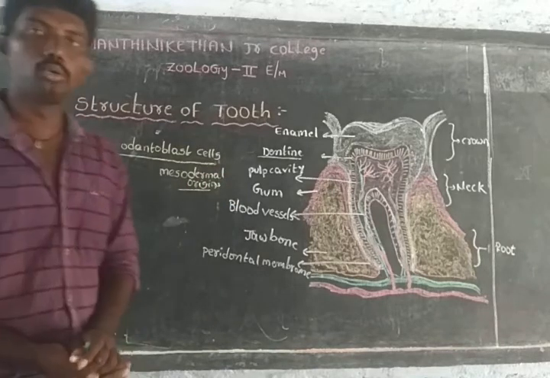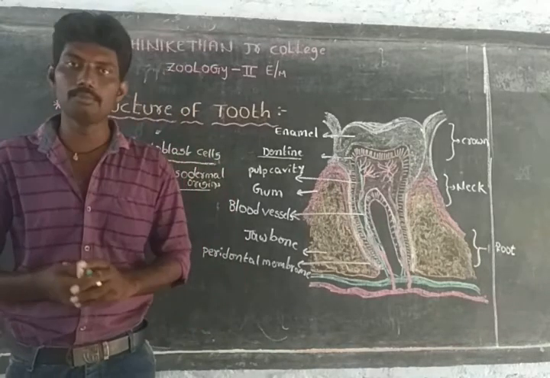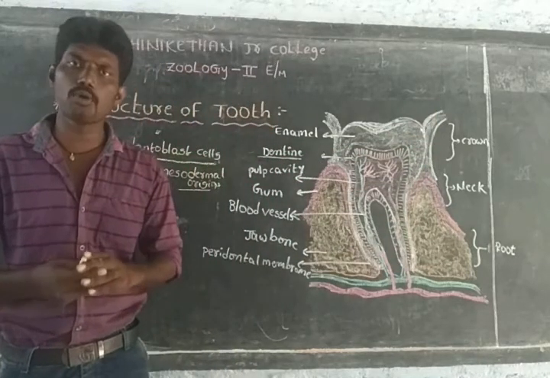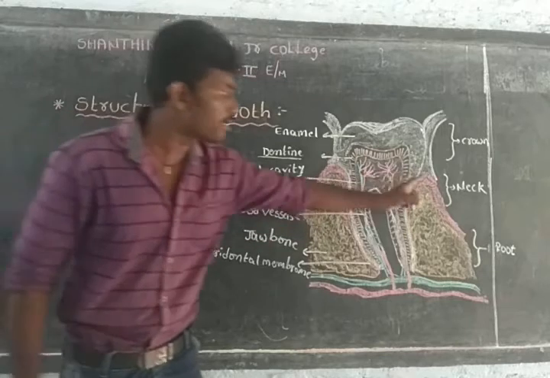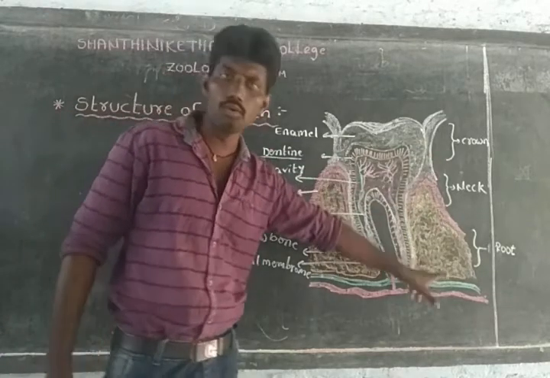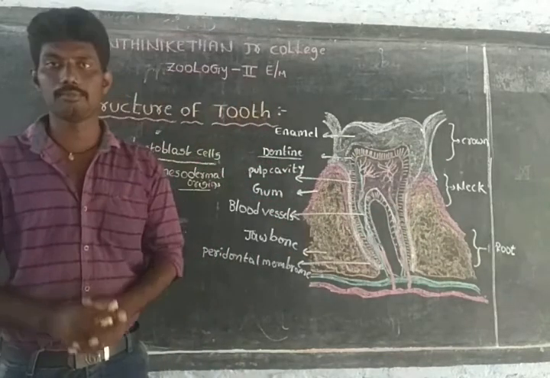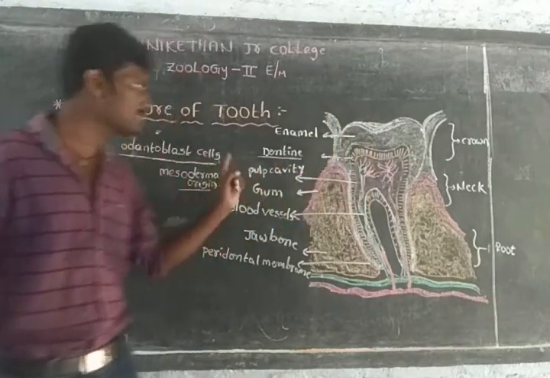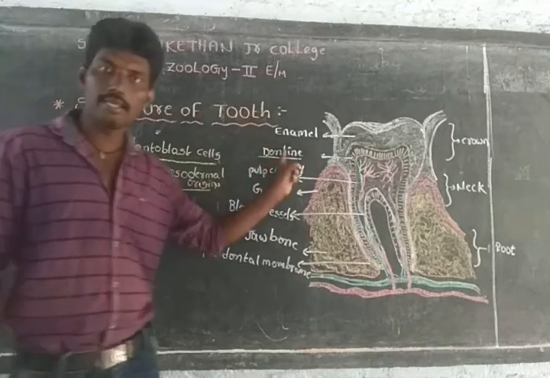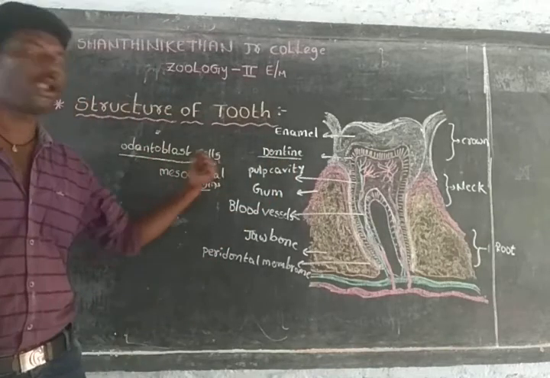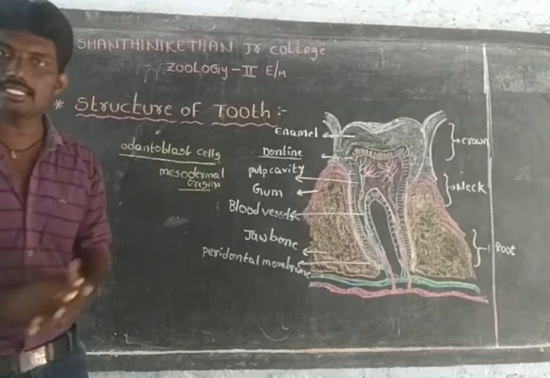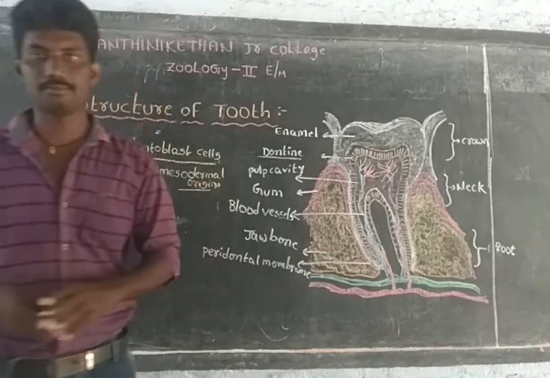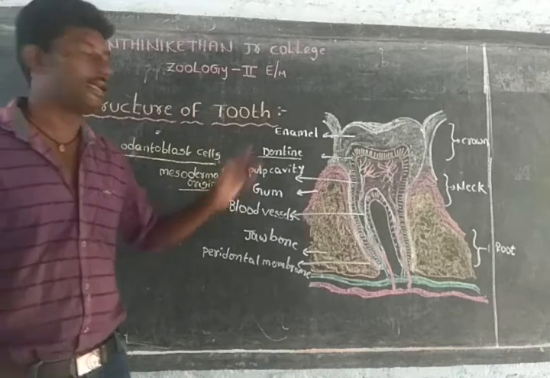First of all, the tooth has three parts named crown, neck, and root. The crown is the exposed part of the tooth, the neck is the middle part, and the root is the inner part. Next, the tooth is formed by the hard material dentine. Dentine is secreted by which cells? Odontoblast cells, which are derived from mesodermal origin.